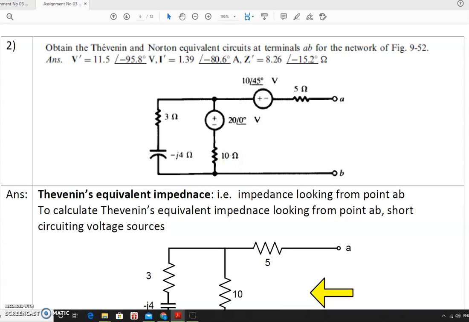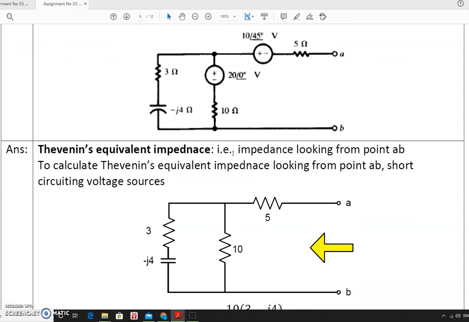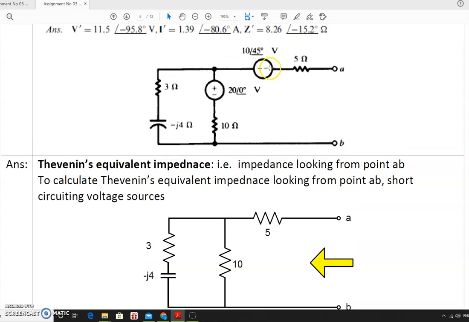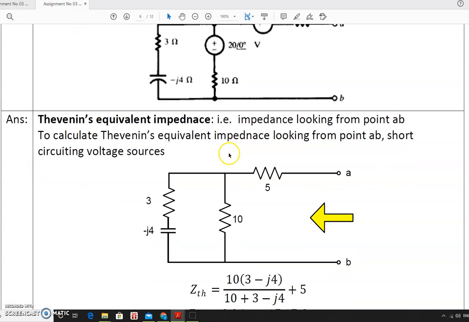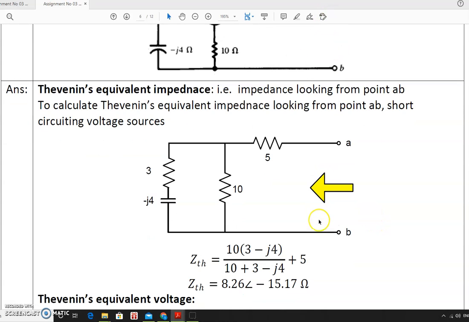So first we'll calculate the Thevenin's equivalent impedance, that is Norton's equivalent impedance. To calculate the Norton's equivalent impedance, or Thevenin's equivalent impedance, we have to short this voltage source. As internal impedance is not given, we will replace this voltage source by a short circuit, a short link. So looking from the AB terminal, we have to calculate the ZTH.